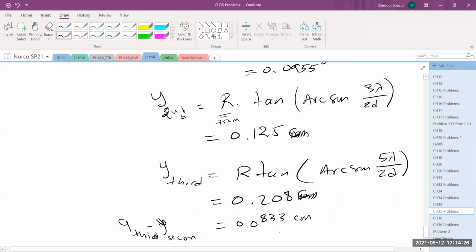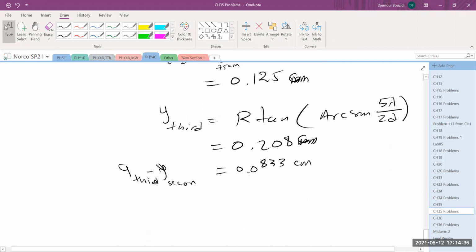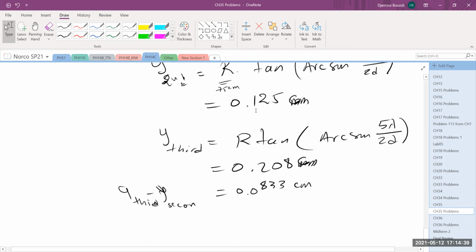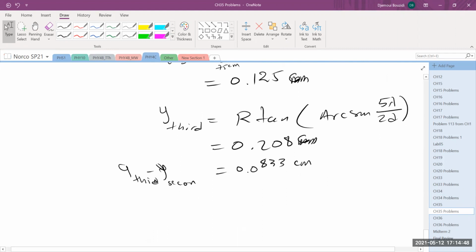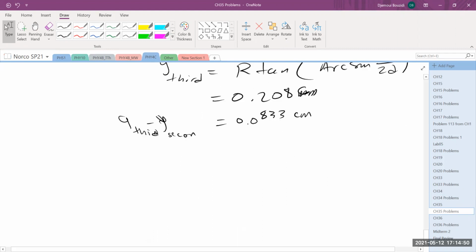That's the point in here. Please verify all of these numbers. I used R at the end as 75 centimeters. I didn't choose 0.75 or 0.575 meters. That's why the answer should be in centimeters, not in millimeters. I meant to say 1.25 millimeters, and this one would be 2.08 millimeters. And obviously, the difference between them is going to be a fraction of a millimeter. If we do it that way, now it's a fraction of a centimeter.